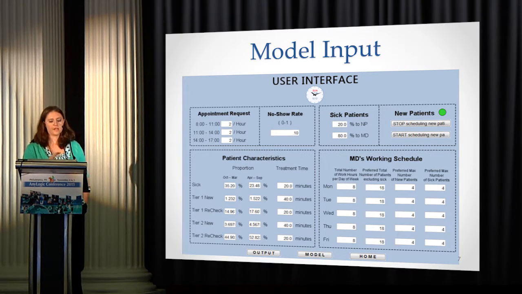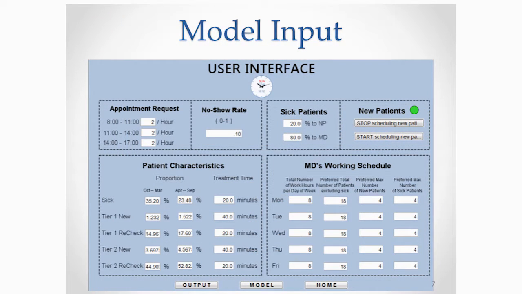And then on your bottom left in the larger box, we have some patient characteristics. So at this clinic, they have sick patients that come in and are requesting same-day appointments. And then after that, they have two tiers. So tier one are patients that actually have some type of insurance that has a contract with the hospital, and thus they're given some type of priority in the scheduling process.